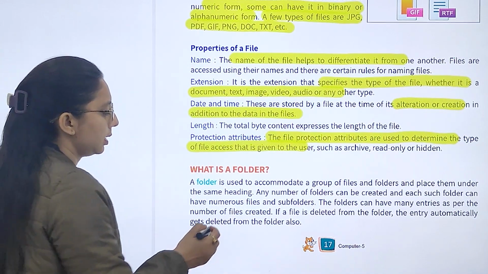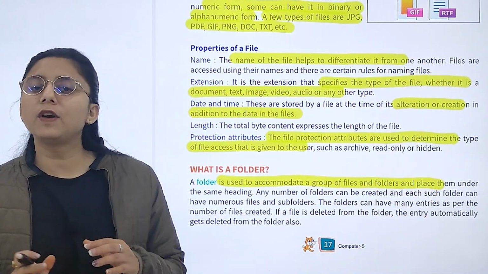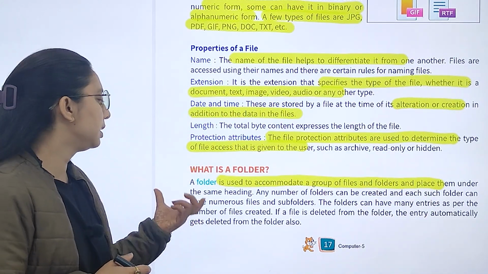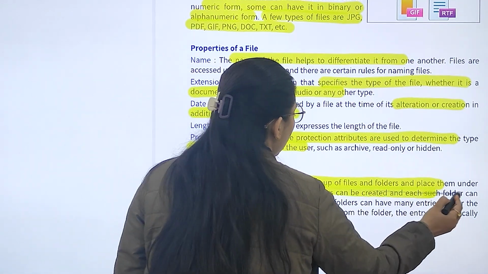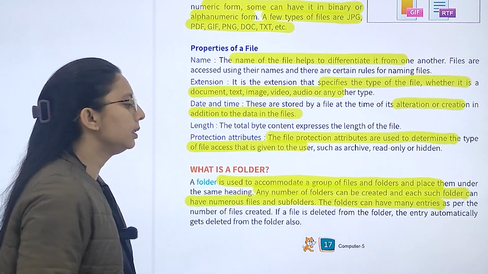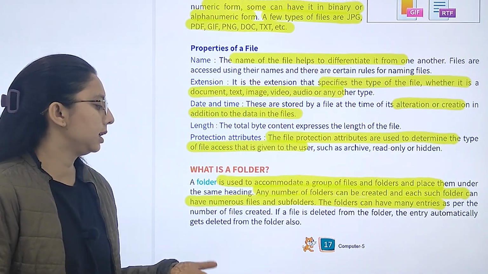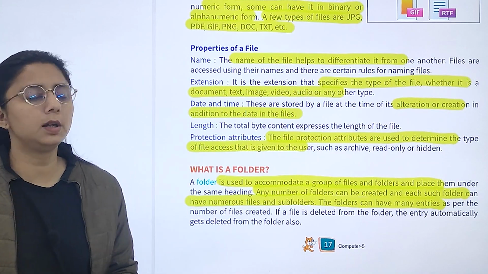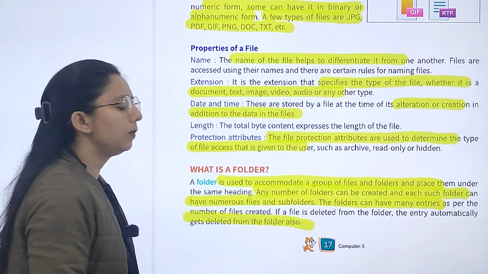Now what is a folder? It is used to accommodate a group of files. यहाँ पे आपके group of files and folders हैं and they are placed under the same heading. Any number of folders can be created and each such folder can have numerous files and subfolders. They have as many entries as per the number of files created. If a file is deleted from a folder, the entry automatically gets deleted from the folder also.